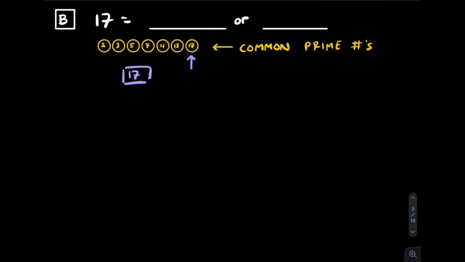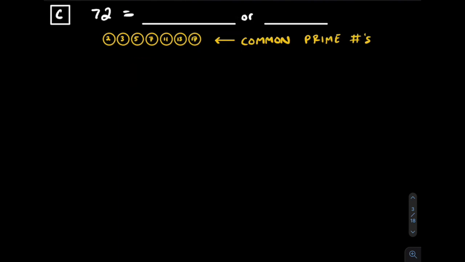So since 17 is a prime factor, we actually just write the prime factorization for 17 is just 17. It can't be simplified in any way. Let's try a third one together. Let's write the prime factorization for 72.